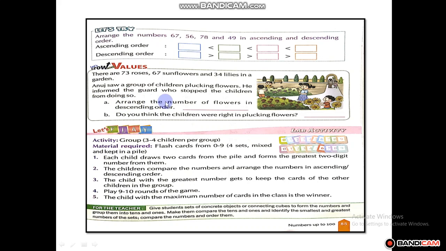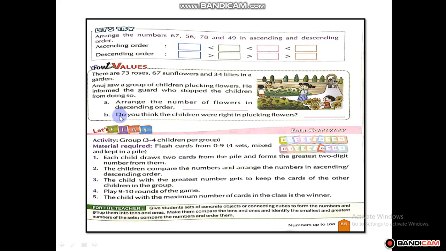Now arrange the number of flowers in descending order. So these are the numbers of flowers. You have to arrange it in descending order. Descending is greatest number first. So 73 you will write here, then comma, 67, then comma, then 34. In this way, this is called descending order.